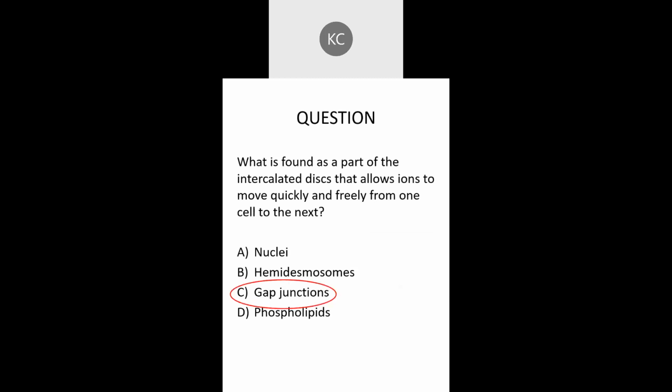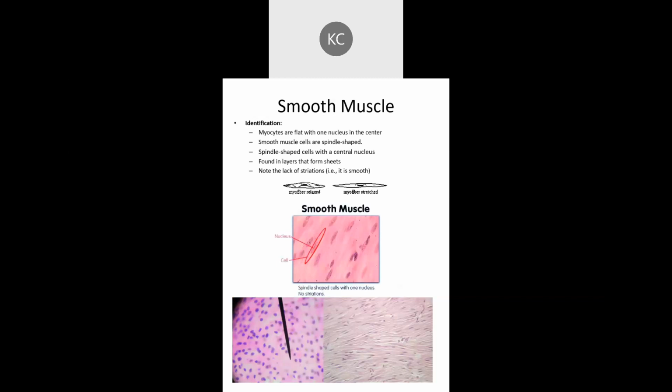This is going to be the gap junctions that allow the ions and the electrical impulse to move quickly and freely from one cell to the next, okay? All right, and then our last muscle tissue is smooth muscle tissue.